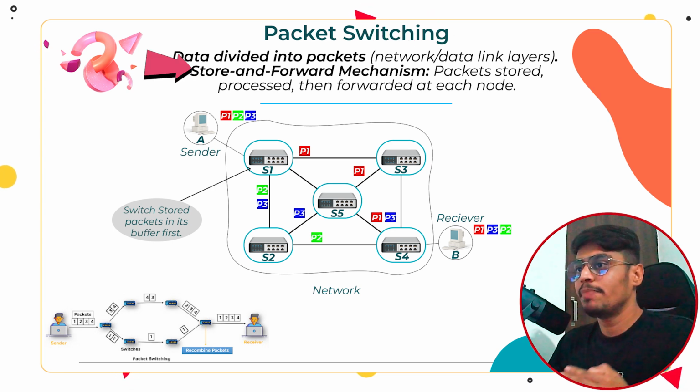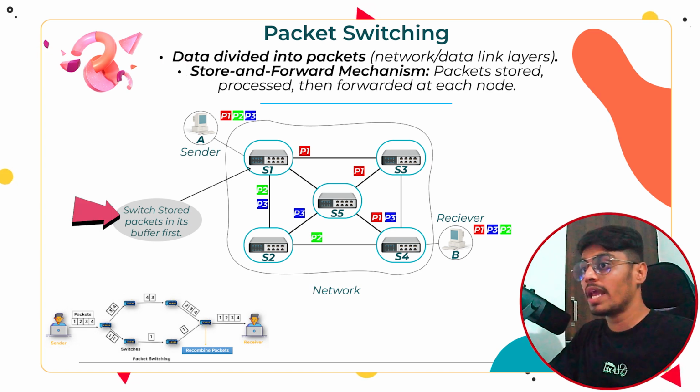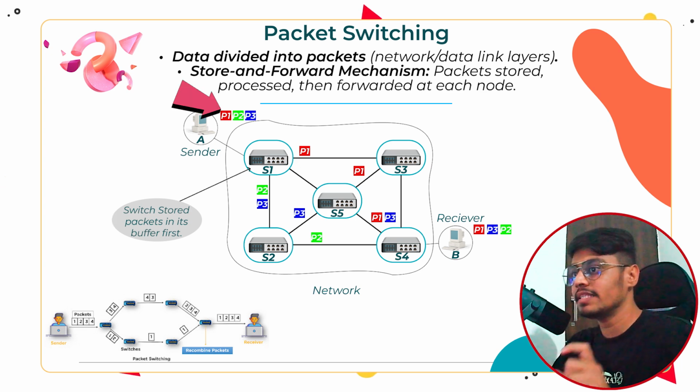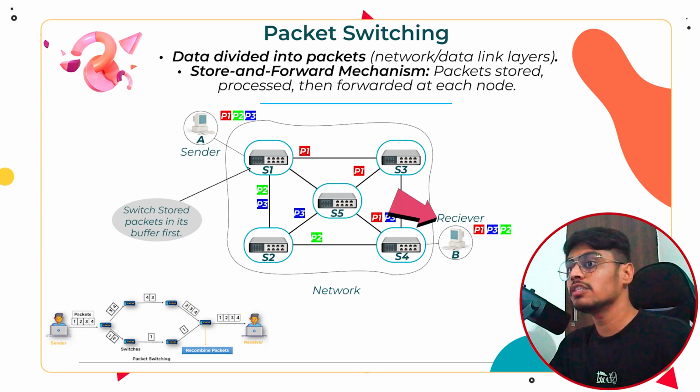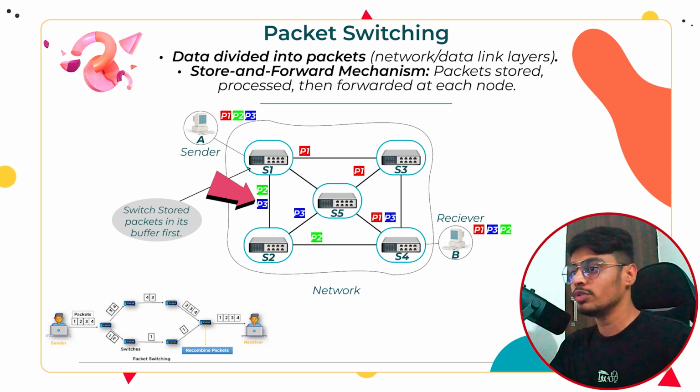The next point is packet switching uses store and forward mechanism. Unlike circuit switching where a dedicated path is established first, packet switching implies store and forward. When A sends packets to B, the switch S1 stores the packet in its buffer, processes it by checking the routing table, and then forwards it. This introduces some delay but improves efficiency because the network resources aren't reserved for a single connection.